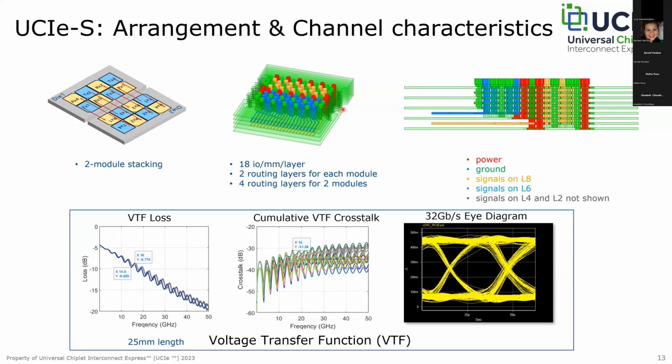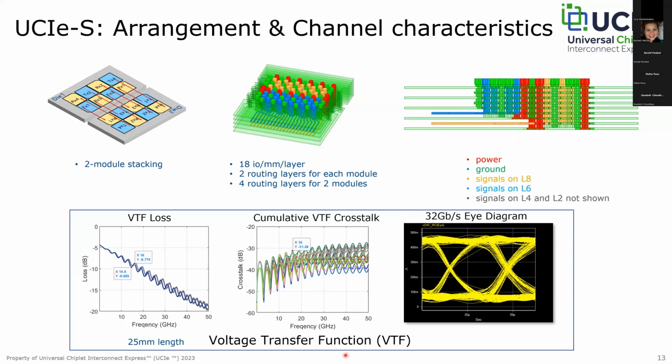Here's a 3D picture rendering of what the vias in the package look like, and you get an idea of the power vias over here in red. You have ground vias in green, and you have signals transmit and receive in the blue and the yellow here. 18 I/O per millimeter per layer. As mentioned, 2 routing layers or 4 routing layers, depending on whether you have a x16 or a x32 configuration. Here's a cross section of that package, the vias in the breakout here. It gives you an idea of at least 2 of the signaling layers that are being broken out, and how they fit with respect to the grounds and powers.